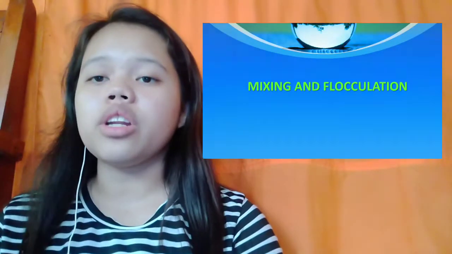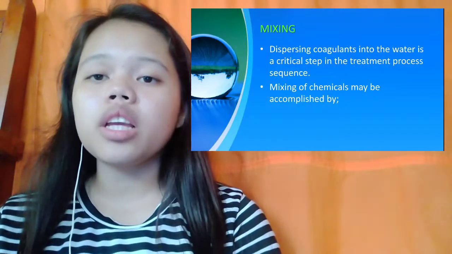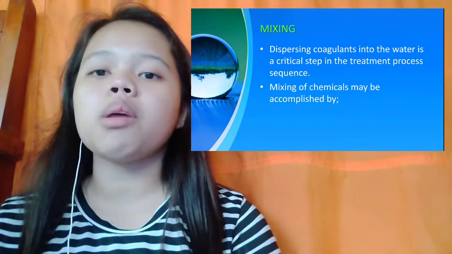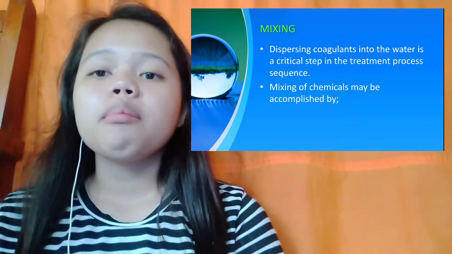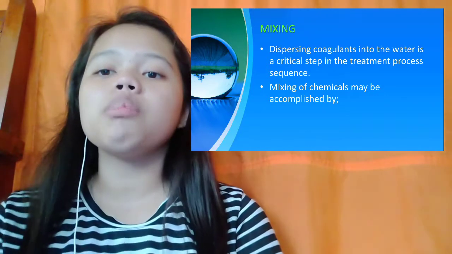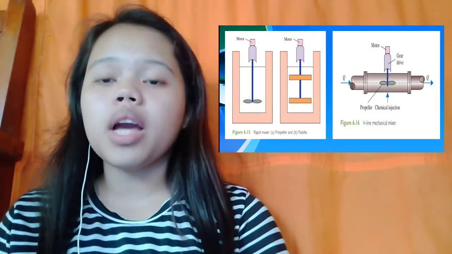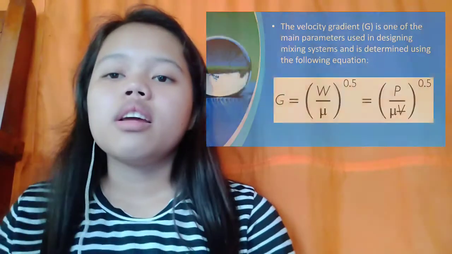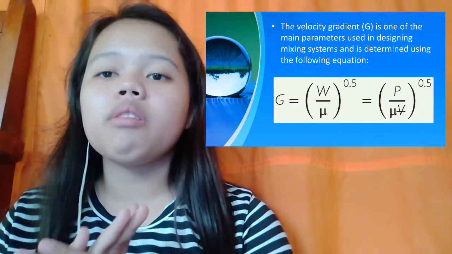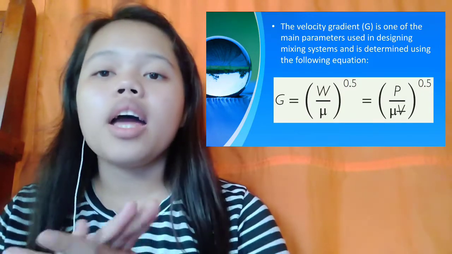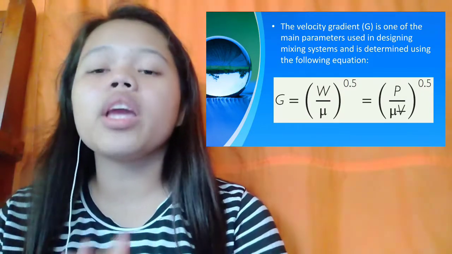Mixing and flocculation. Mixing, dispersing coagulants into the water, is a critical step in the treatment process sequence. Mixing of chemicals may be accomplished by rapid mixer or inline mechanical mixer. The velocity gradient is one of the main parameters used in designing mixing systems and is determined using the following equations.